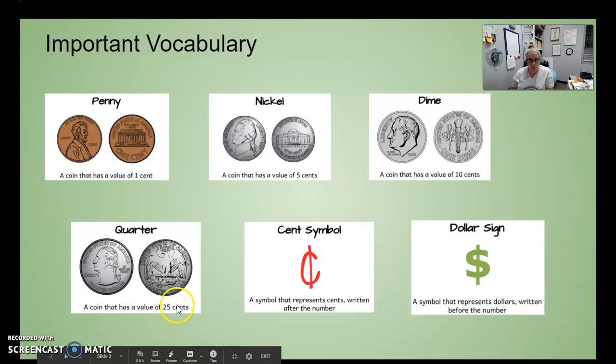Then there's two very important symbols. The first one is the cent symbol. This is what you would use if you were writing how many cents something is. And it always goes after you write the value. The other one we could use is the dollar sign. The dollar sign is a way to show that you have an amount of money, and it goes before you write the value. And we're going to practice using both of these today.